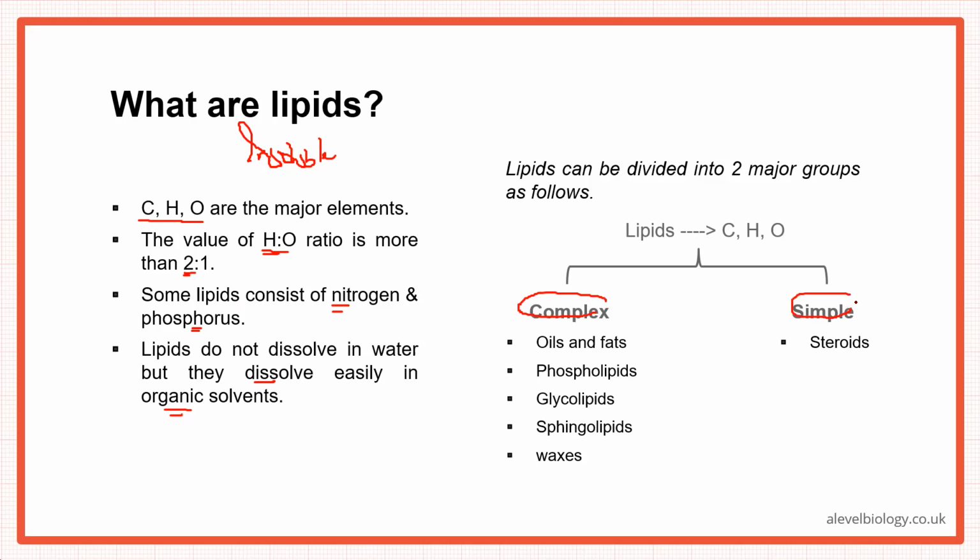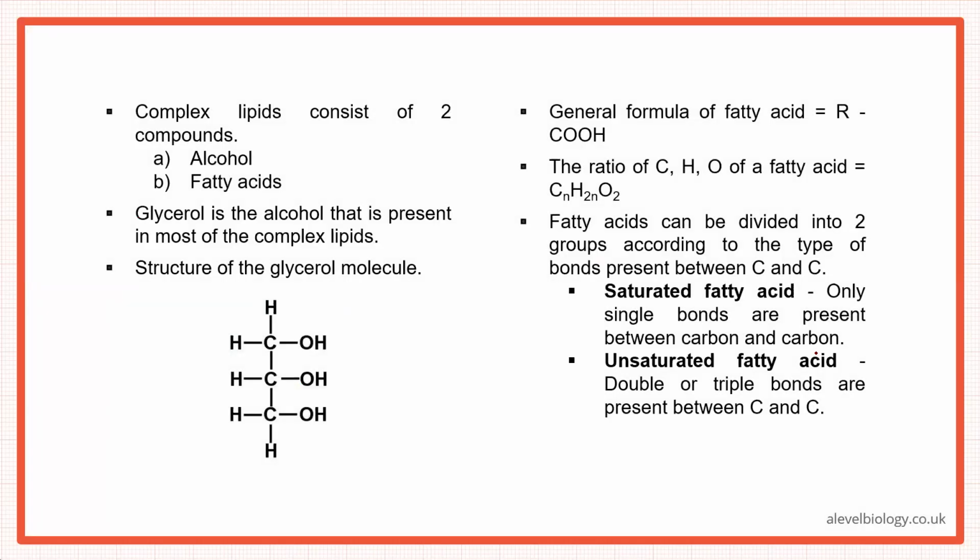The examples that we have to discuss are triglycerides and phospholipids. The others we will just touch upon, but generally we will be talking about oils and fats, triglycerides, and phospholipids. Other than that, glycolipids, sphingolipids, waxes, these are all complex types of lipids. Among the simple ones, only steroid comes. Now this is what you need to remember.